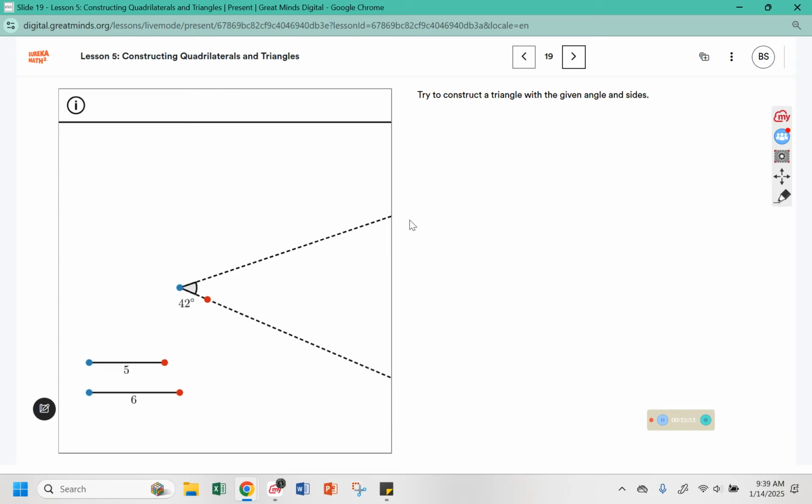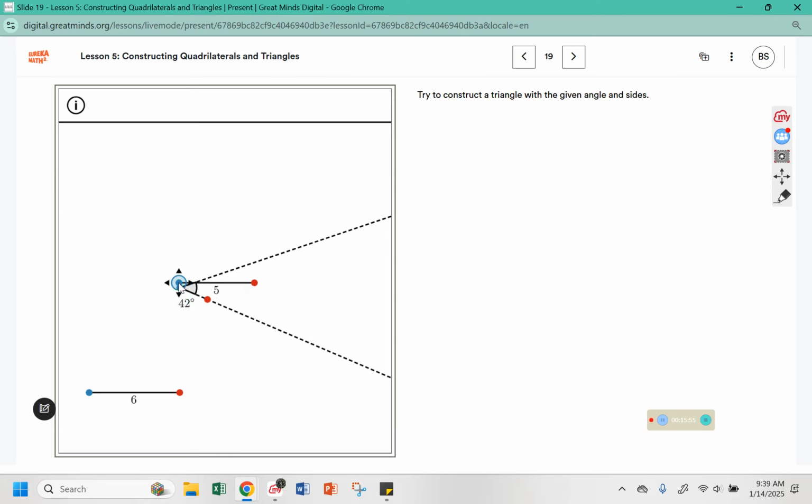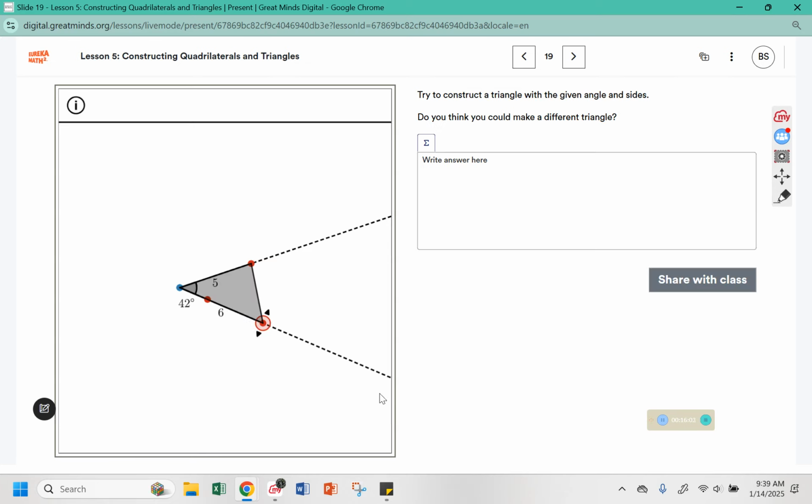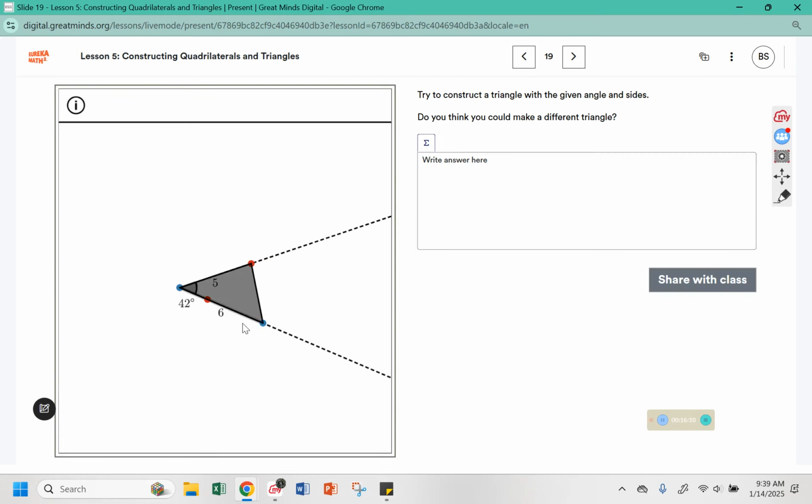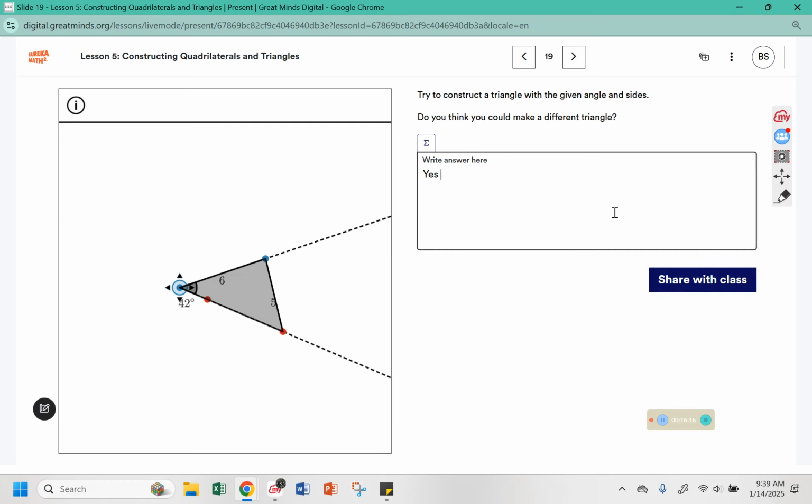It says try to construct a triangle with the given angle and sides. So I could place this here and this one here, and it would create a triangle. Do you think you could make a different triangle? Well, what if I placed this piece in a different location? Oh, there's a different one. So yes, I do think that I could create a different triangle.